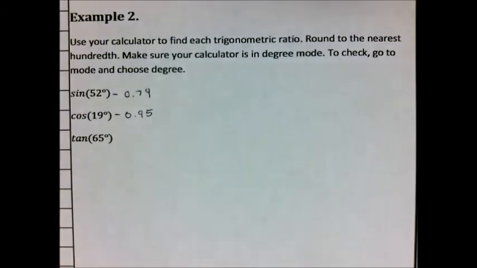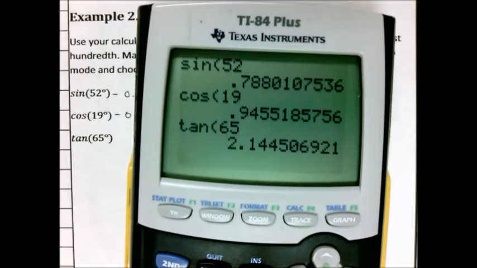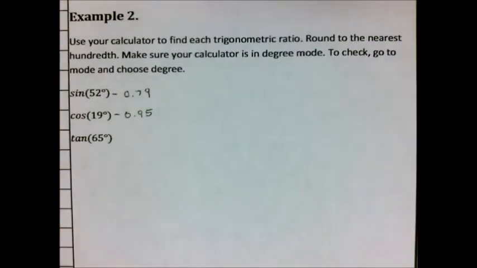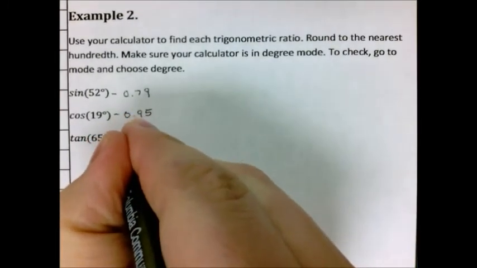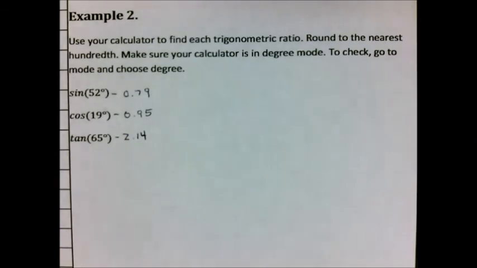And finally, the tangent of 65, you'll press tangent, go to 65, enter, and that's going to be 2.14. Okay, so what that does is that gives you how to find the trig ratio based on degrees.